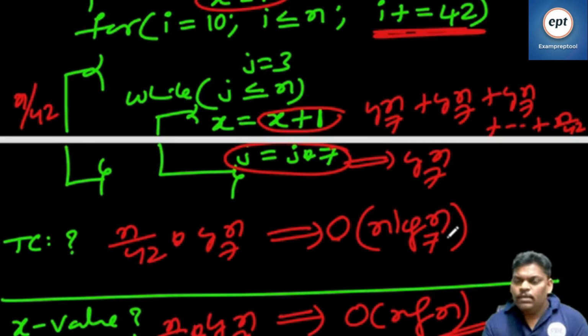Someone is saying i into 42. Then see, if at all it is i into 42, then the outer loop is log n and the inner loop is also log n. Log n into log n is log n square, not log n. In the place of j is equal to j power 7, then log n.